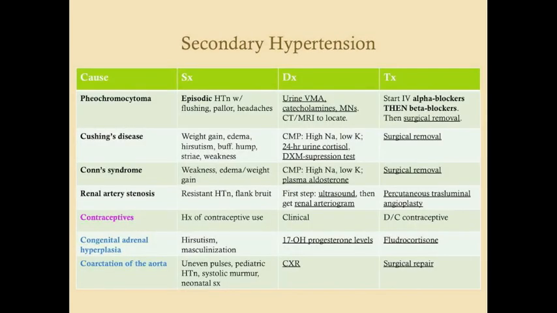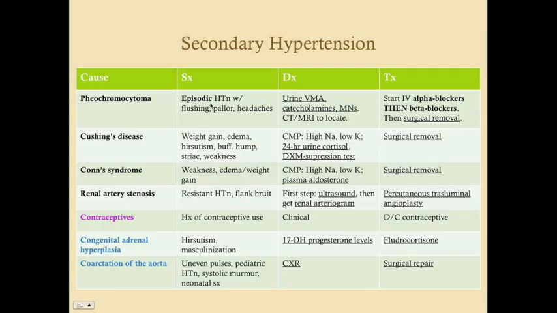So these are the various causes of secondary hypertension, and I don't want to spend too much time talking about the etiology of each of these, just because we're going to go over them in the other sections. These three we're going to talk about in the endocrine section. Renal, we've already talked about in the renal section. Contraceptives is an OB issue, and these two are pediatric issues.